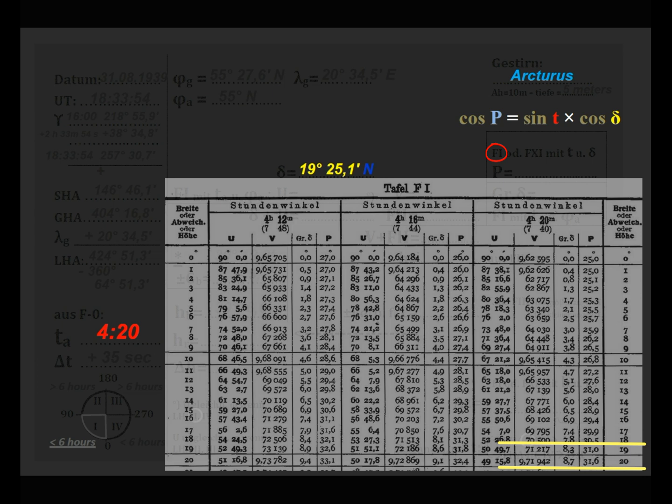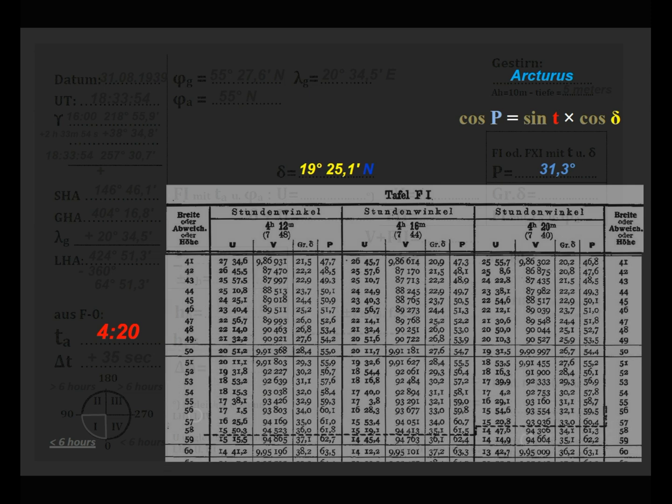In our case, the declination is between 19 and 20 degrees. P is between 31 degrees and 31.6 degrees. We take P to be 31.3 degrees. Pay attention to the dotted line that is in the F1 table. If you extracted P above the dotted line, as in our case, then you do not need to use the F11 table. You simply take into account the value that you got from the F1 table.